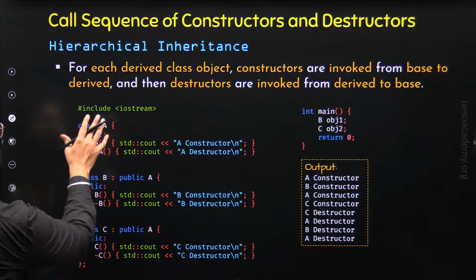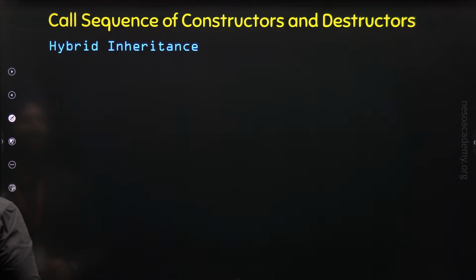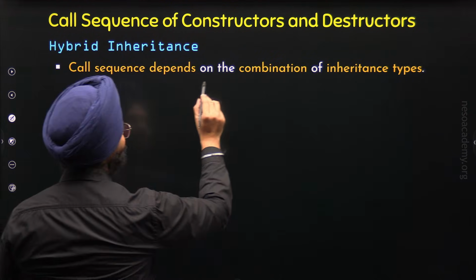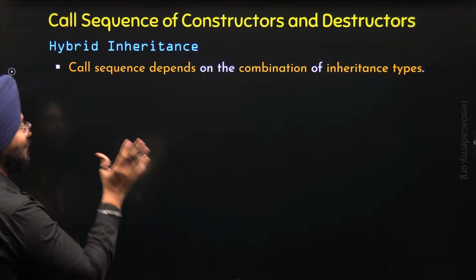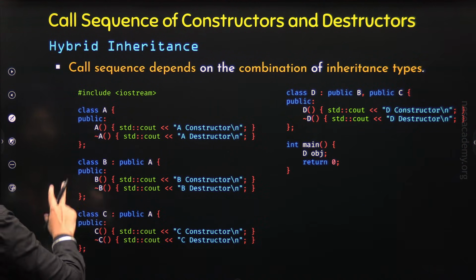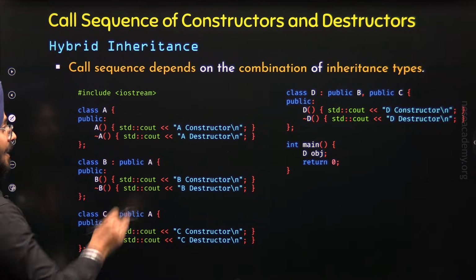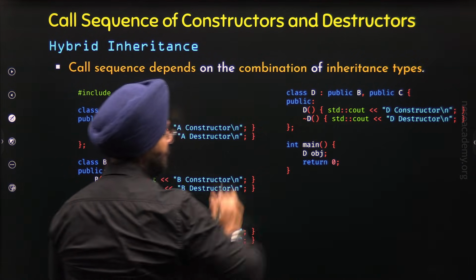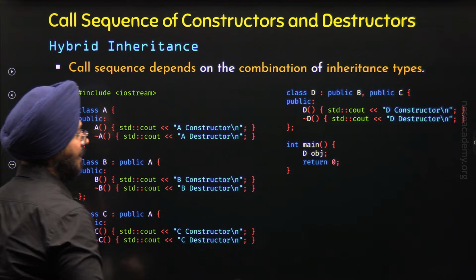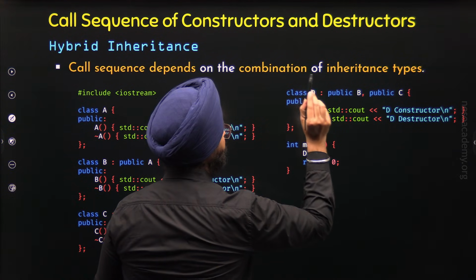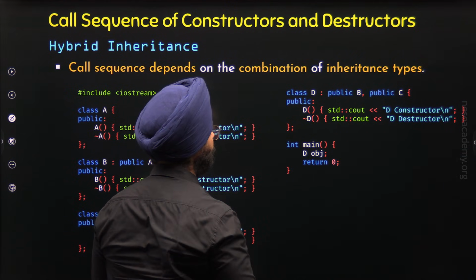Now let's move to hybrid inheritance. In case of hybrid inheritance, call sequence depends on the combination of inheritance types. Let's understand this through an example. Here we have two types of inheritance. We have the hierarchical inheritance and we also have the multiple inheritance. Inside the main function, object of class D has been created. And we can observe class D is inheriting from classes B and C. This is the order we have.